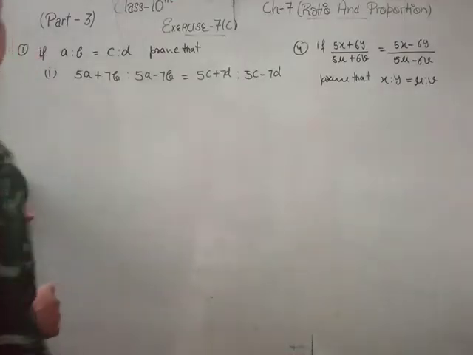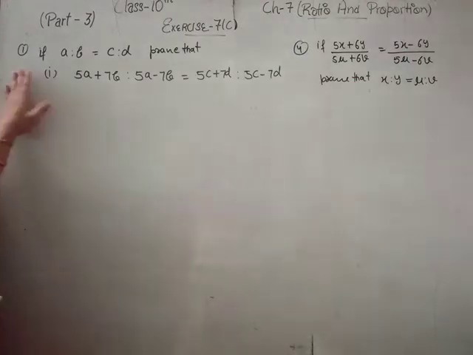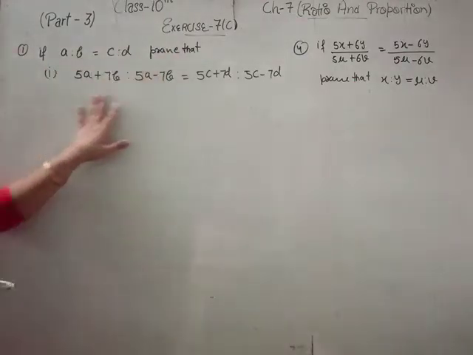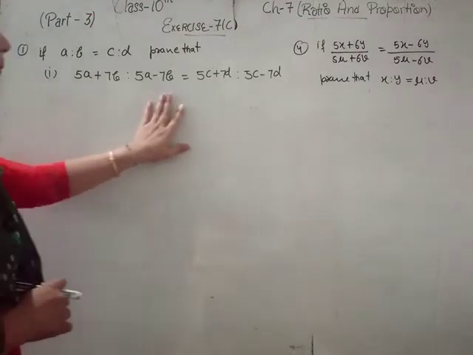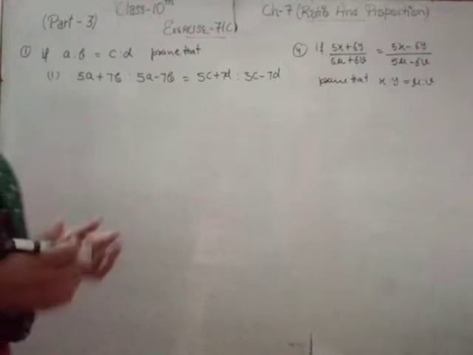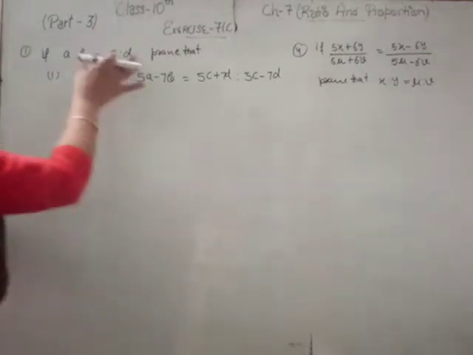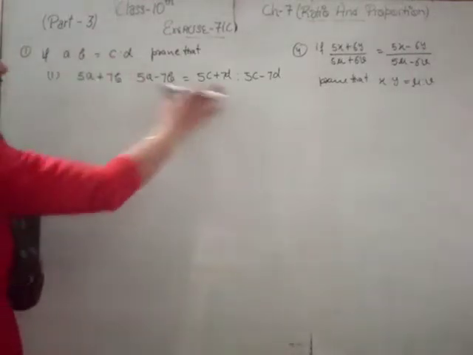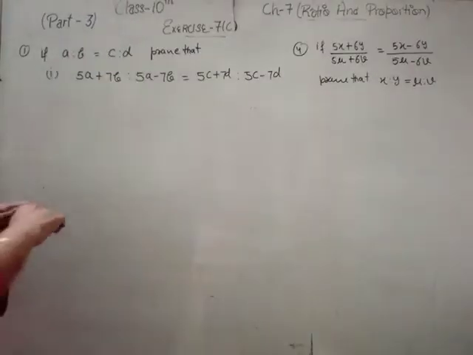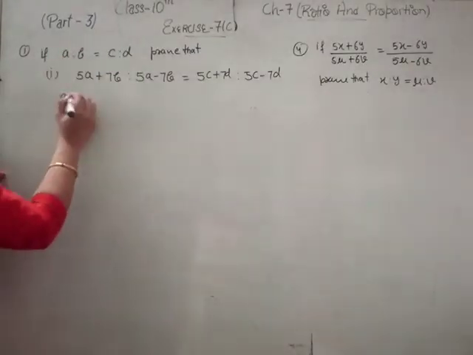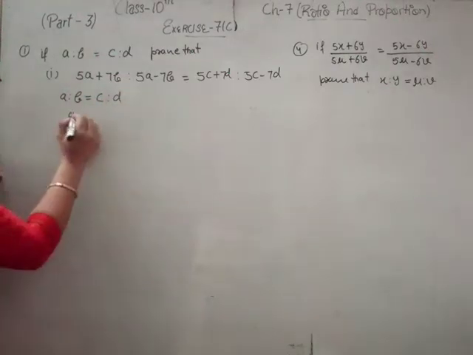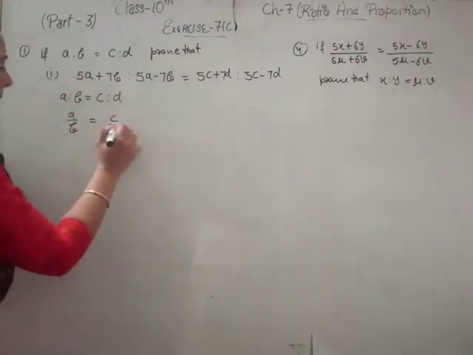Then question number 1 from the exercise. If a ratio b equal to c ratio d, then prove that 5a plus 7b ratio 5a minus 7b equal to 5c plus 7d ratio 5c minus 7d. With the help of this, we have to prove this equal to this. Okay student, if this is given, a ratio b equal to c ratio d, then we write this a by b equal to c by d.